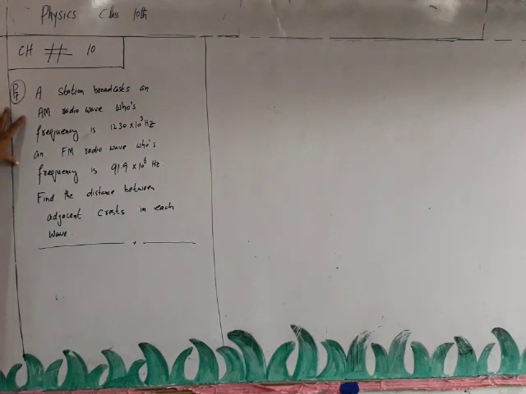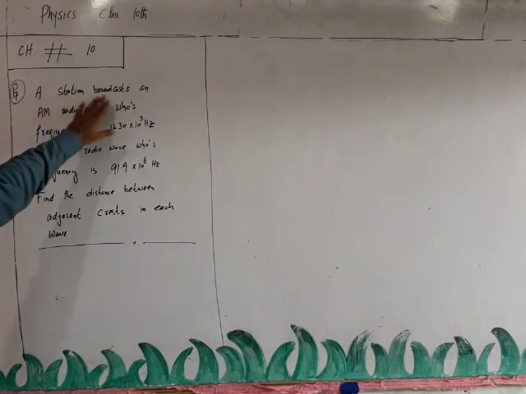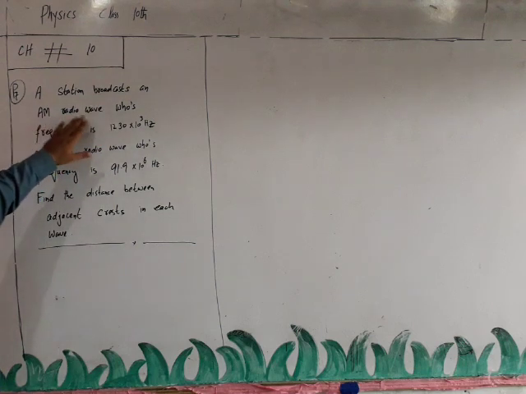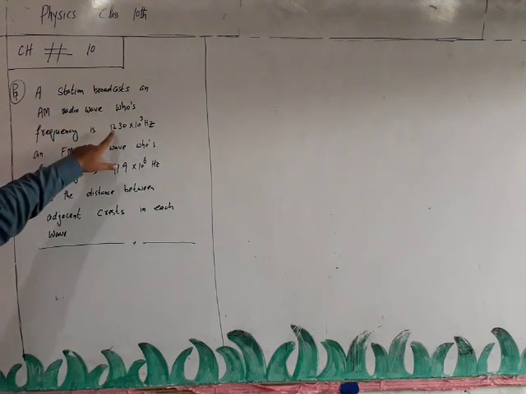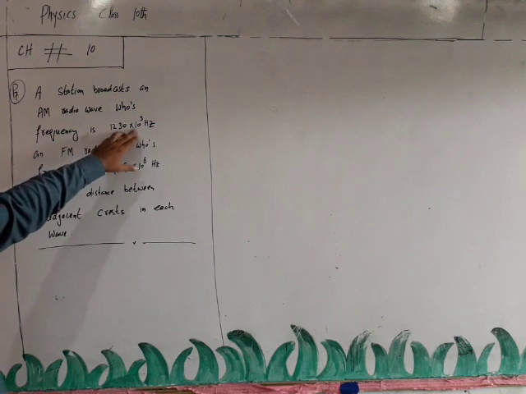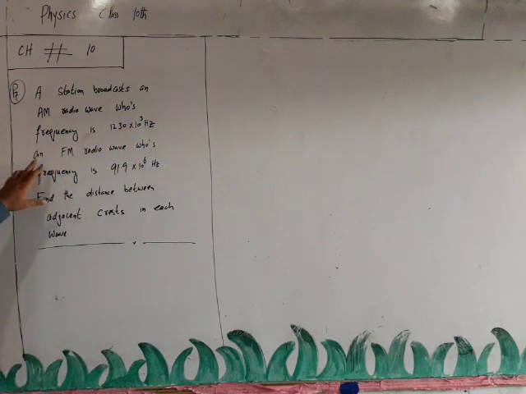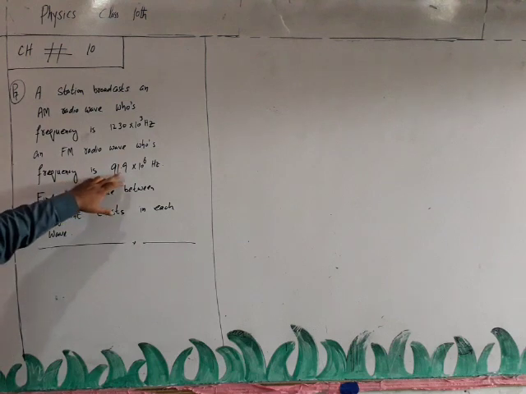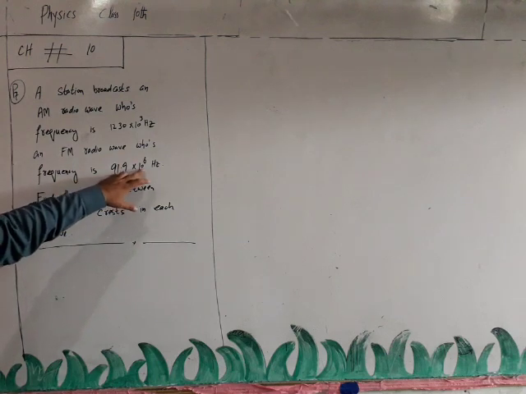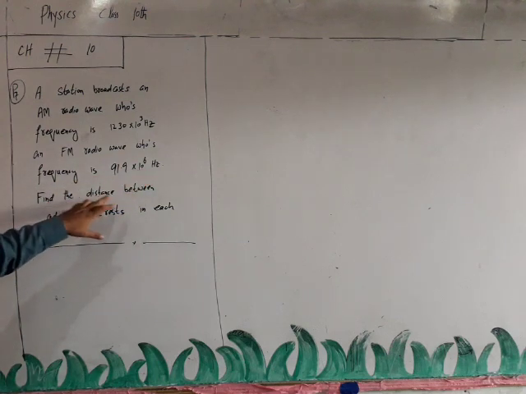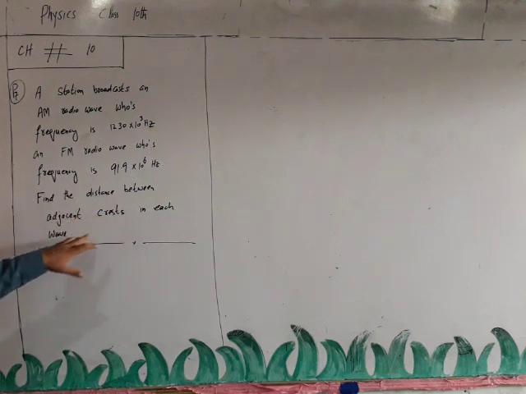In problem 7 we are given that a station broadcasts an AM radio wave whose frequency is 1230 multiply 10 power 3 hertz and an FM radio wave whose frequency is 91.9 multiply 10 power 6 hertz. Find the distance between adjacent crests in each wave.